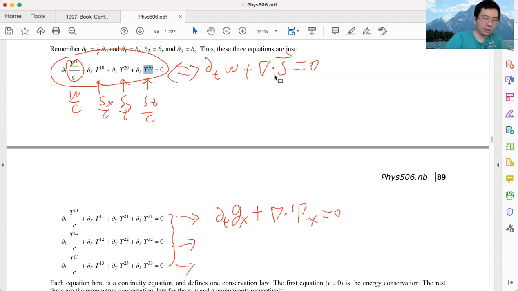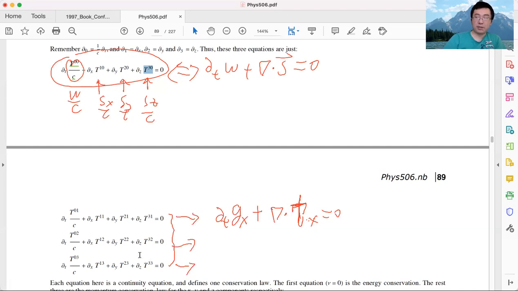Equals 0. Sorry, small t. In your previous lecture, I used small t on this one. Okay, so this is a momentum density. This t sub x is a vector. It has 3 components. It's a momentum current density for the x component of momentum. Same is true for y and z.